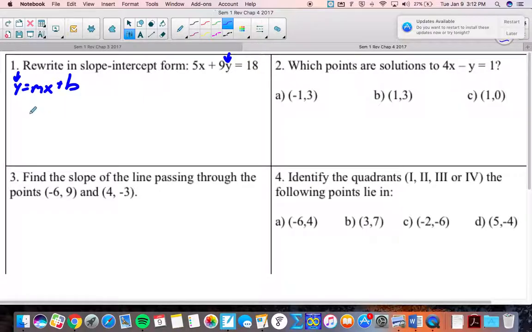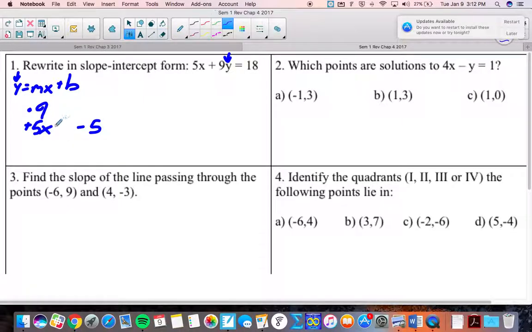So I like to ask myself, what side is y on? It's on the left. What's being done to it? It's being multiplied by 9. And to the y, we are also adding 5x. So we need to undo addition first.